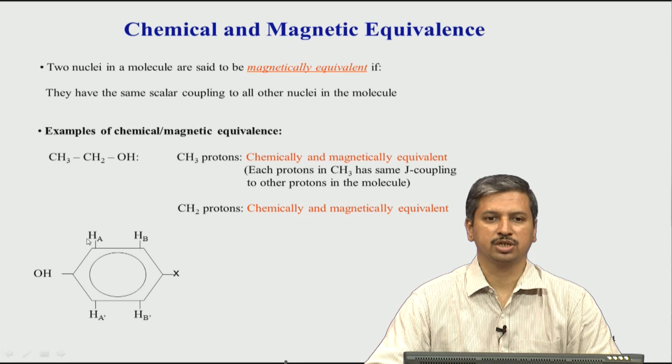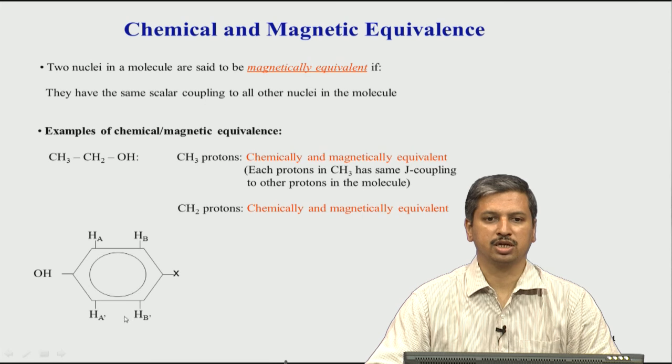So, now what happens is these two hydrogens are chemically equivalent, but their interaction with another hydrogen, you take any other hydrogen in the molecule, is not the same, because this one is closer and this one is farther, and because of that these two hydrogens are no longer magnetically equivalent.